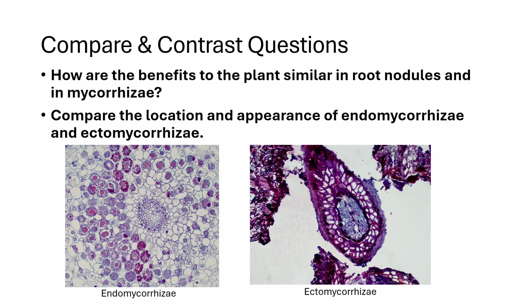Now compare what you've seen. First, think about how the plant benefits from both root nodules and mycorrhizae. Even though one involves bacteria and the other involves fungi, what do these partnerships have in common from the plant's point of view? Second, compare the location and appearance of endomycorrhizae and ectomycorrhizae. Focus on where the fungal hyphae are located relative to the cortex and whether they enter the cells or stay outside.